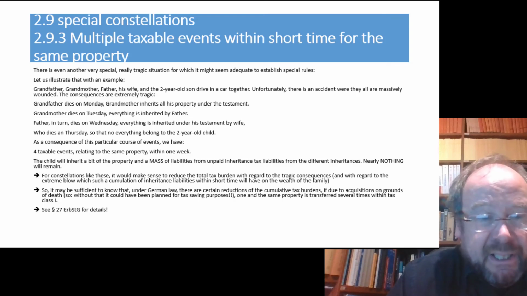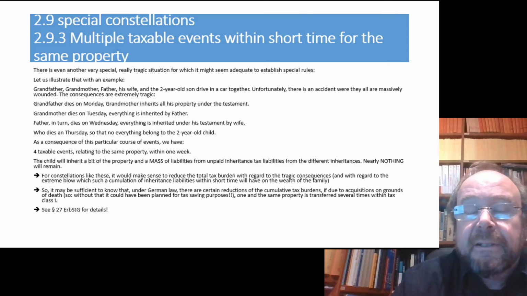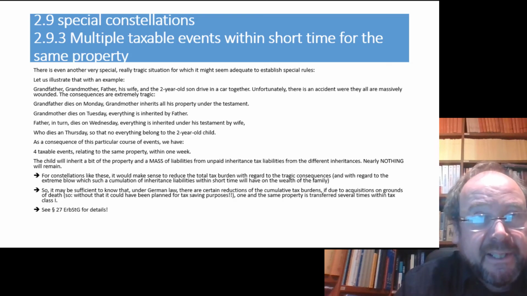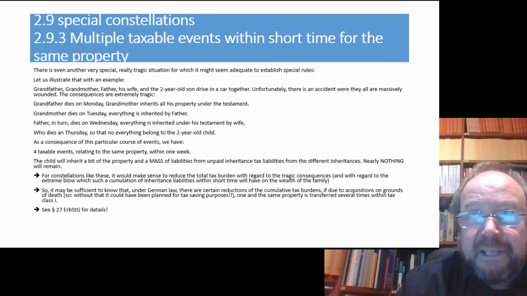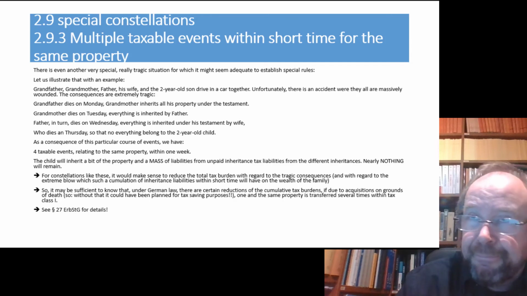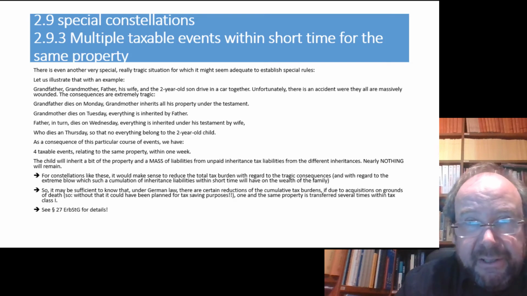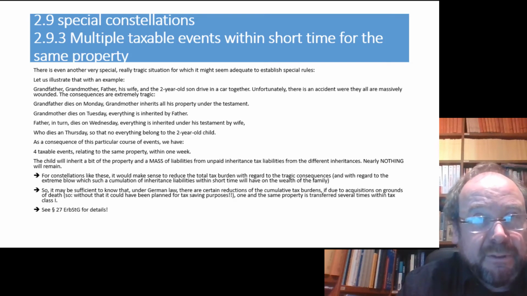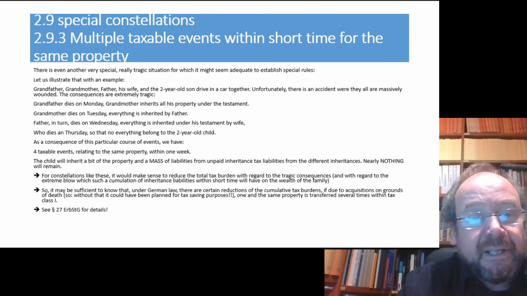Now what happened here? Well, grandfather died, grandmother inherited. There was one taxable event, acquisition on ground of death, inheritance. Let's say 100 million, that will be a 30% tax rate. 30% tax rate means 30 million are gone, 70 million are left over. Grandmother dies a day later, 70 million hop over to father. So father has to pay inheritance tax. Let's assume it's again 30%, that's 21 million. So 49 million are left over.